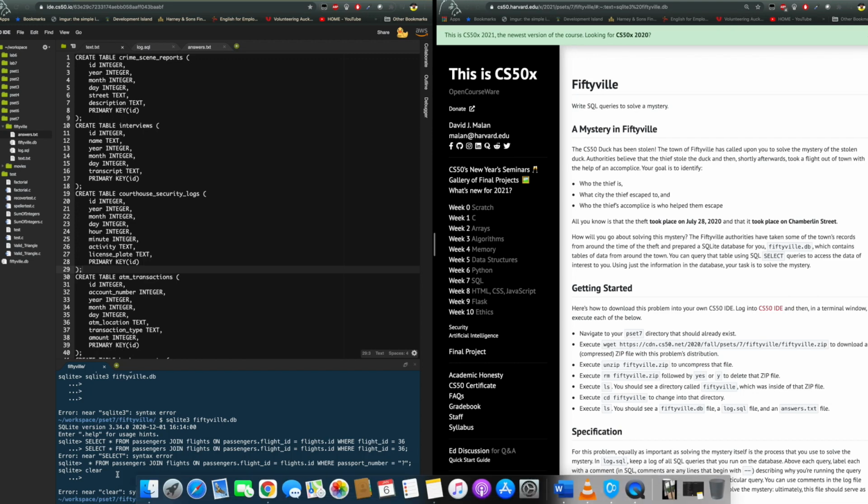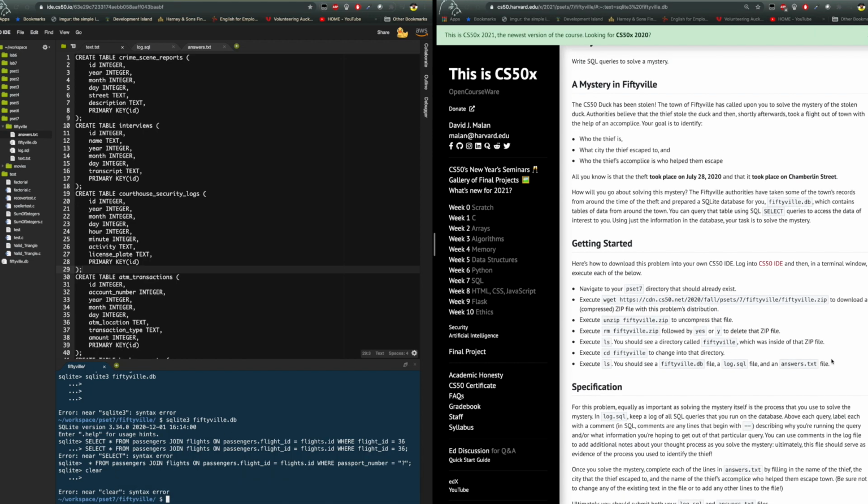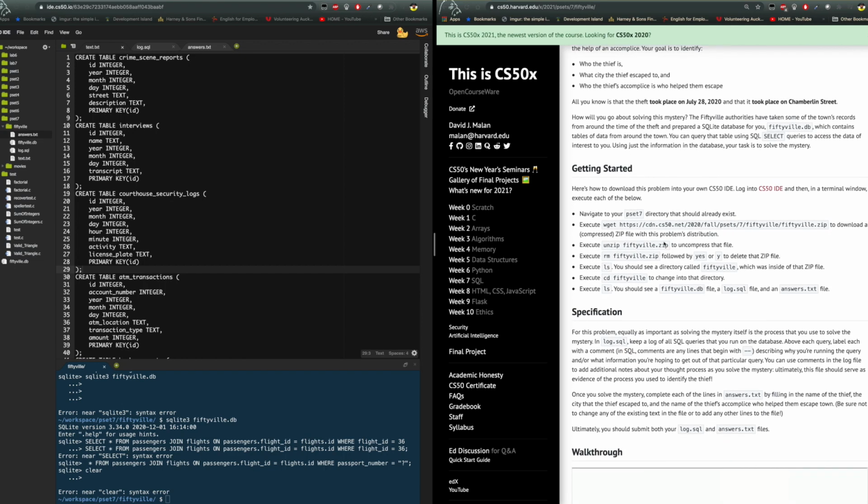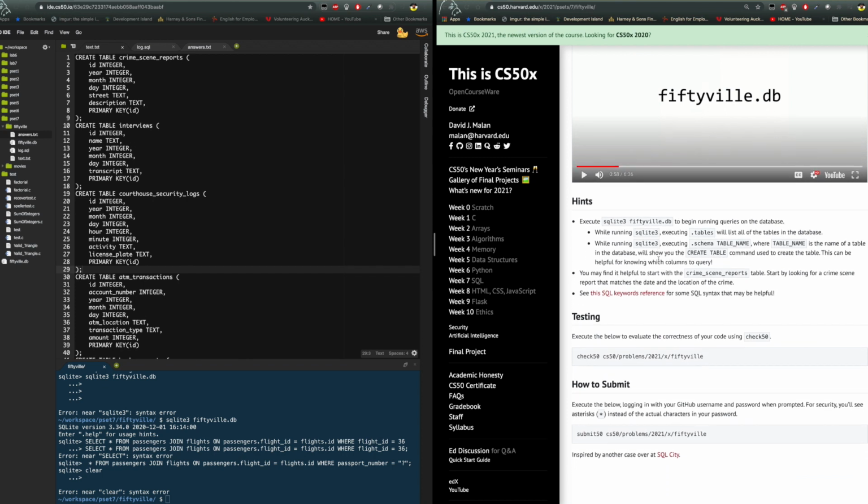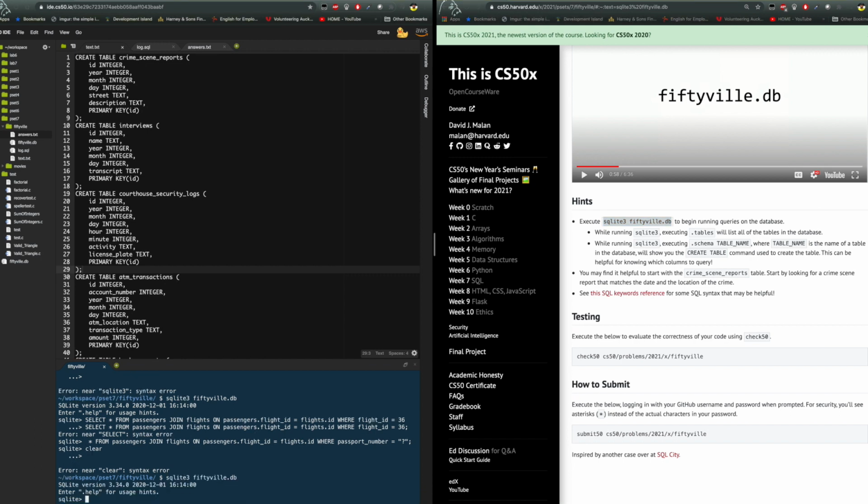As it was suggested by Brian, we need to download it, but it's easy. You just follow the directions on how to get started and you're going to be fine. Then you go to pset7 and the Fiftyville folder. Here you execute the SQL command to go into SQLite, which is in the hints: sqlite3 fiftyville.db. And to check what we have, they suggested executing the command .tables to see all the tables.